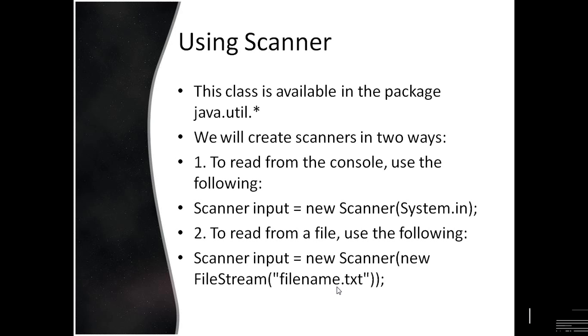This Scanner class has different methods to read different types of data. These methods can be categorized into next methods and has methods. Next methods can read different types of data, and has methods return Boolean values. If the next data you are going to read is of a particular data type, it will return true. Otherwise, it will return false.